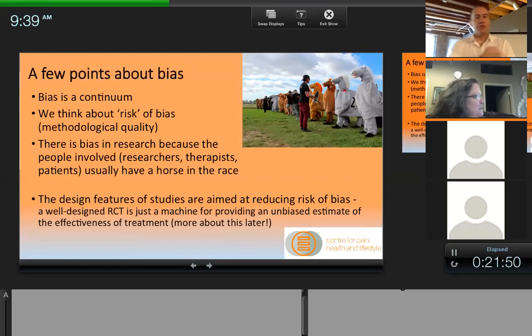And I mentioned this before. So the design features, and again, Neil's going to talk about these, and we'll talk about them over the next 2 days, are designed to reduce the risk of bias. And so you can think about the way that a study is designed, or a study itself, as a machine for trying to get at that unbiased estimate. So all those things which go into it, there's a reason for doing it, and that's to try and reduce bias, and that's trying to take out the influence of the fact that all these people have got a horse in the race.